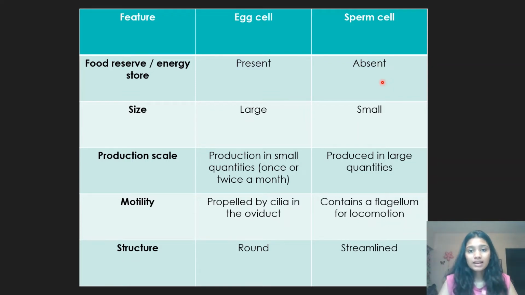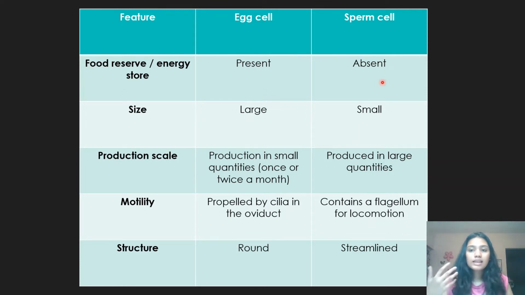The size: an egg cell is large, a sperm cell is small. Okay. Production scale: sperm cells are produced on a large scale, in large quantities, okay? Egg cells are produced only once or twice a month, okay, and that is it. So very small quantities.